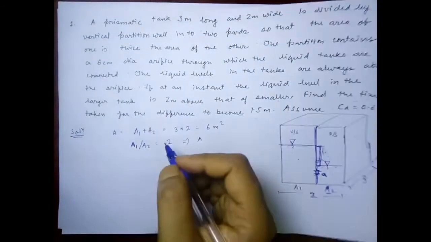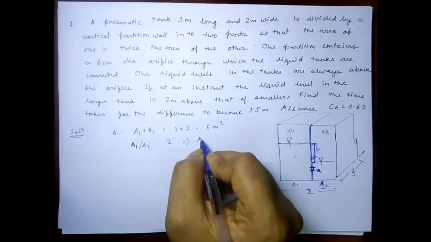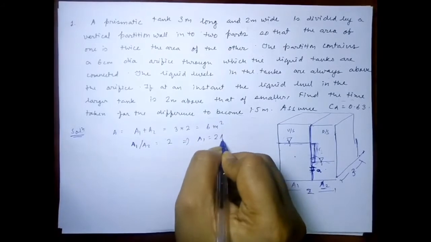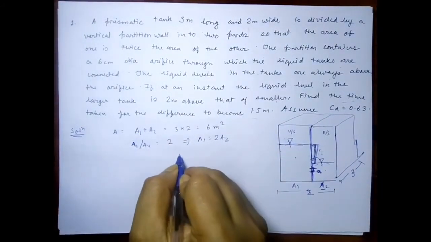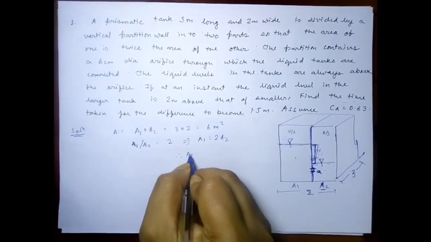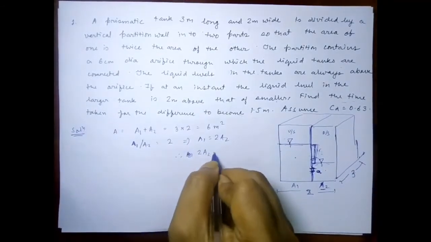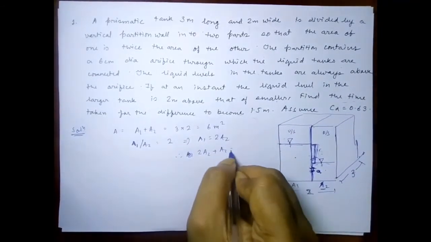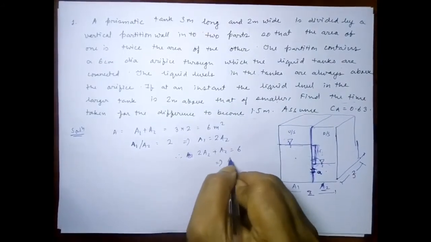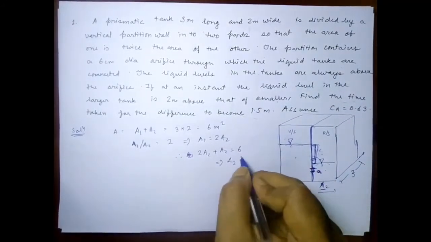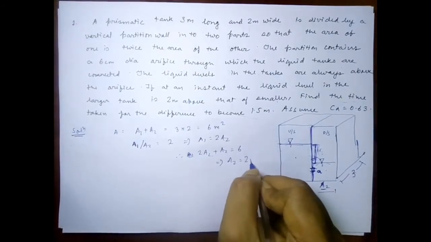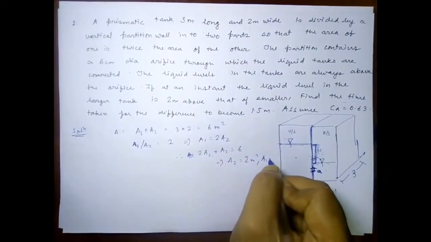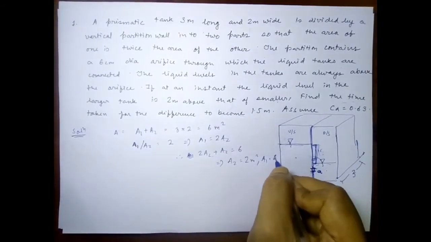Therefore A1 is equal to twice A2. So if I solve this equation, A1, which is twice A2, plus A2 is equal to 6. On solving this, I get A2 as 2 meter square and A1 as 4 meter square.